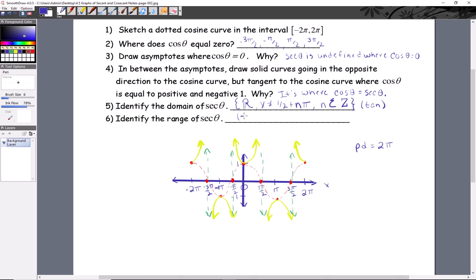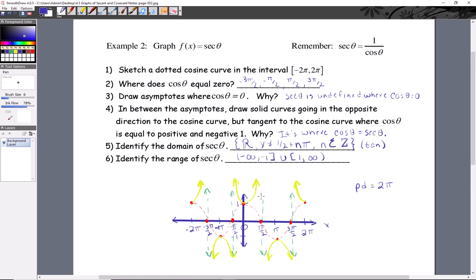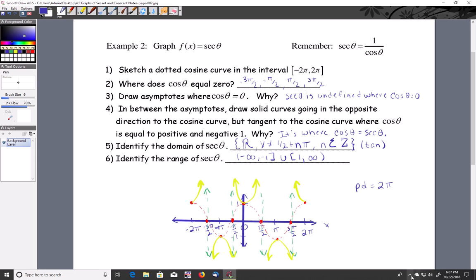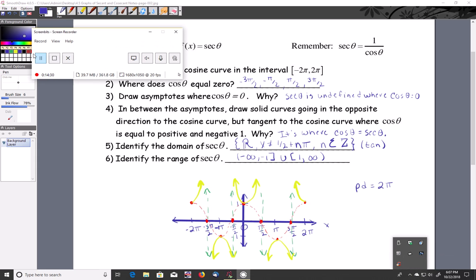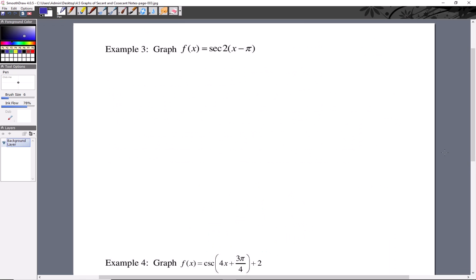So that's negative infinity to negative 1, and you'll union that with 1 to infinity. And so that is your secant. Hopefully that's just as easy as cosecant was. So we're going to pause again, and I'm going to open the third page, which magically is here.